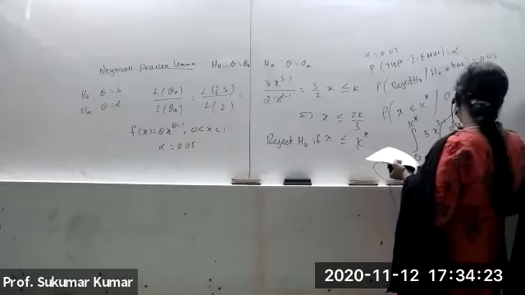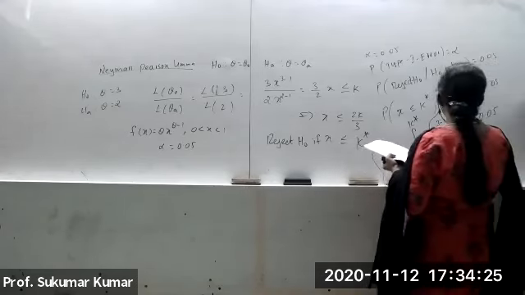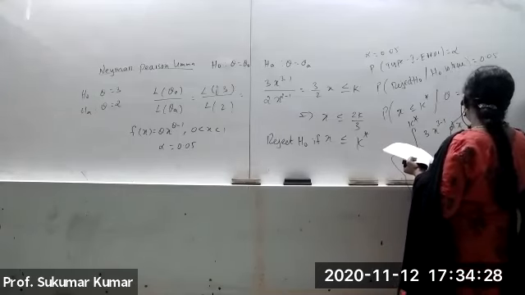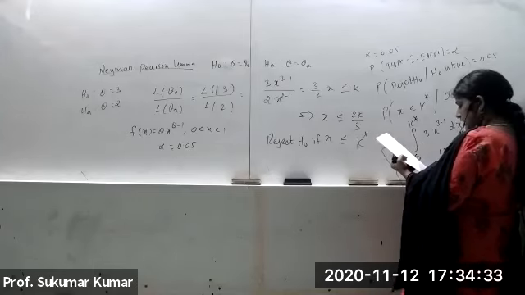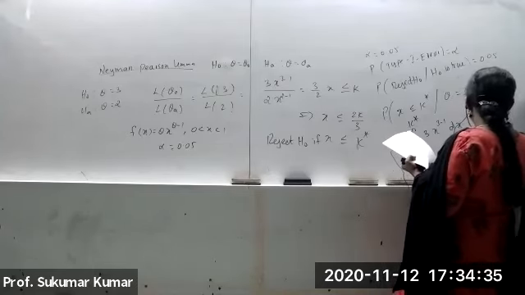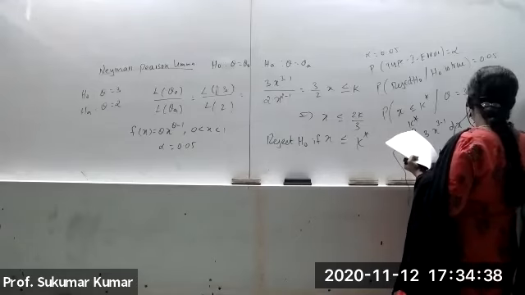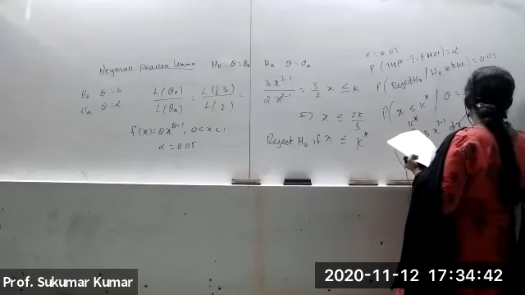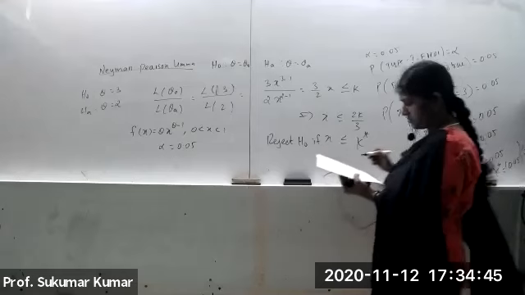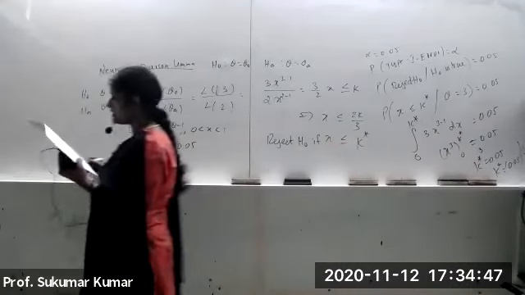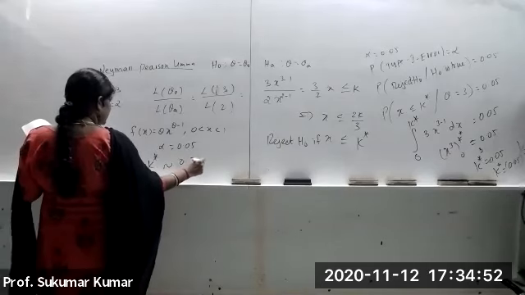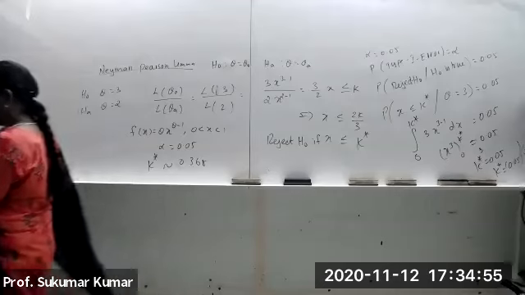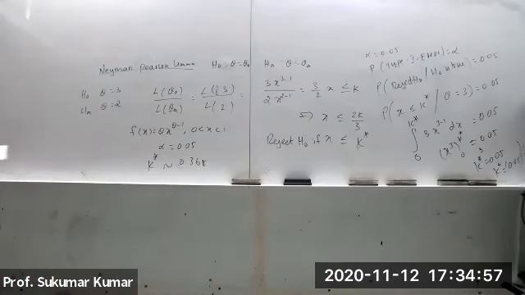So from this, integrating 3x square, x cube by 3 cancels, and we get x cube from 0 to k star, which is equal to 0.05. So k star cube equals 0.05, or k star is equal to 0.05 whole power 1 by 3. That is 0.368. K star is approximately 0.368. It is approximate, not the accurate value.